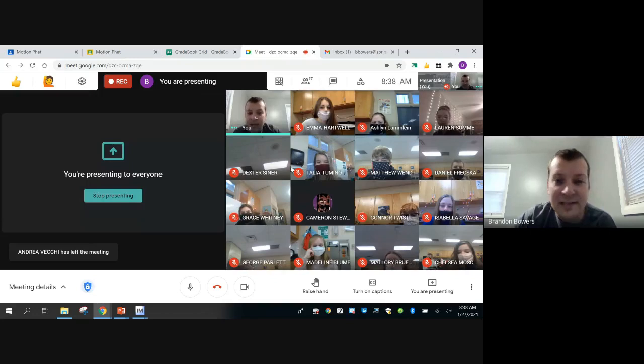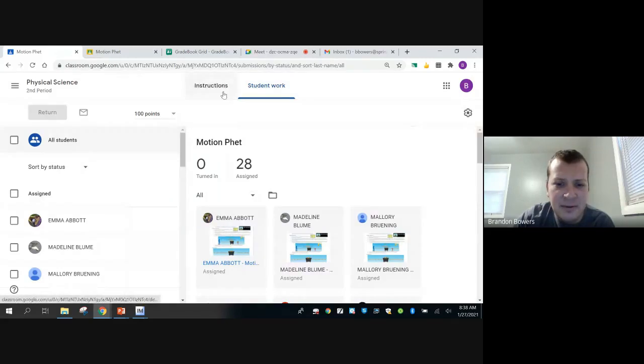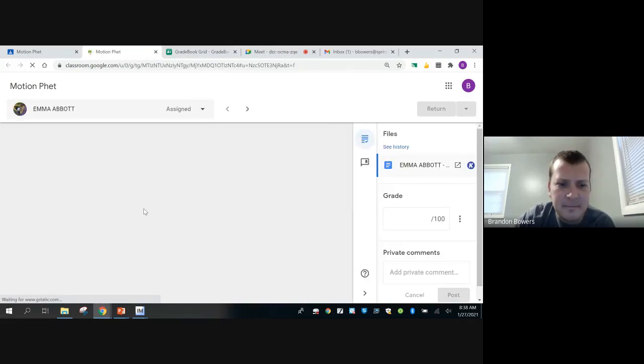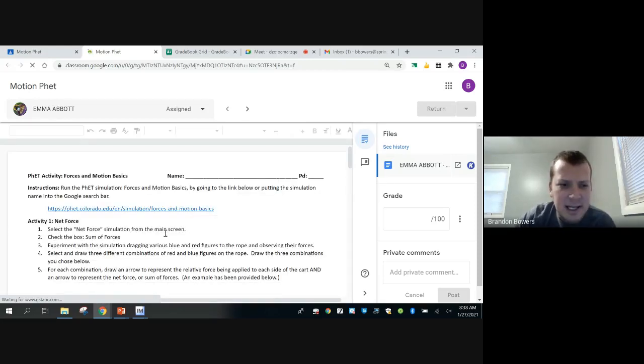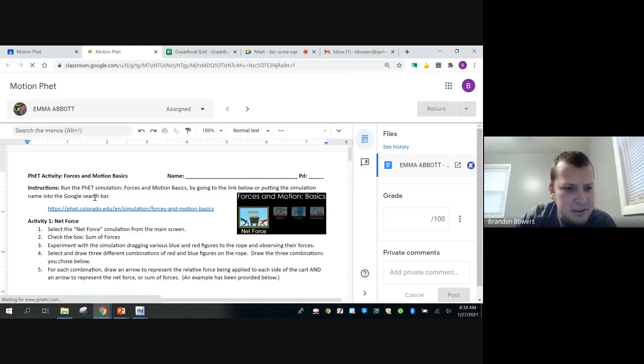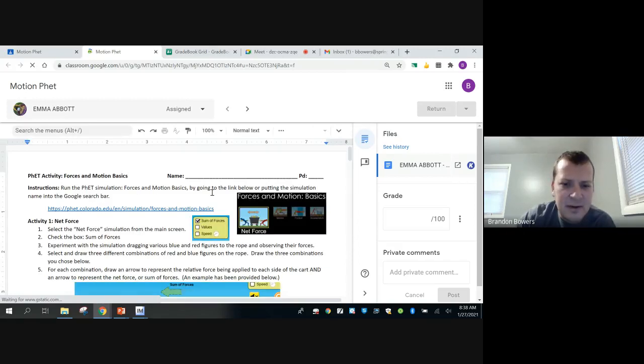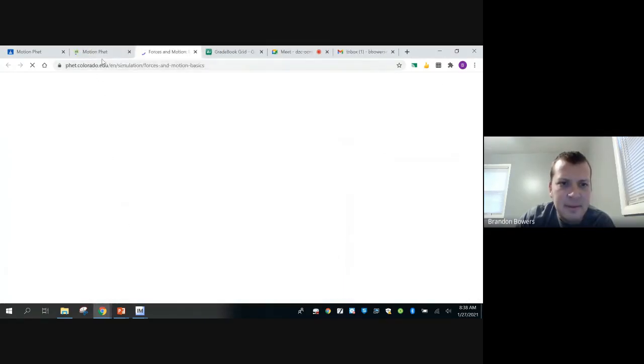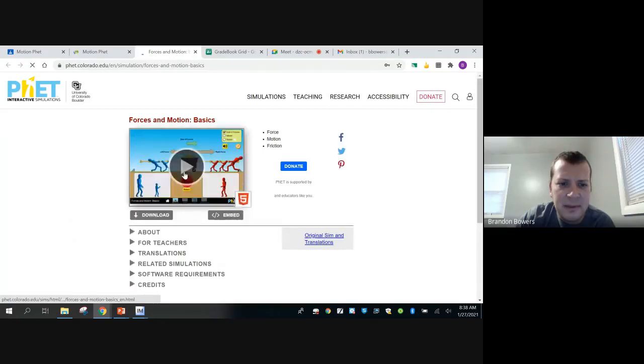So that's tomorrow. For today, what we're actually going to do is a little PhET activity that we're going to try out. If you click on it, it pulls up the assignment. This is what it looks like, and the directions are pretty straightforward. It says run the PhET simulation by going to the link below. You can click on the link, and eventually the link will pull this up.